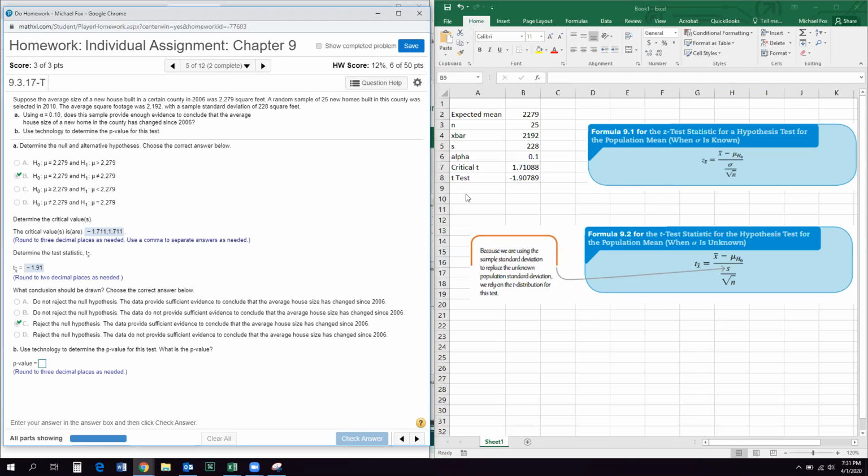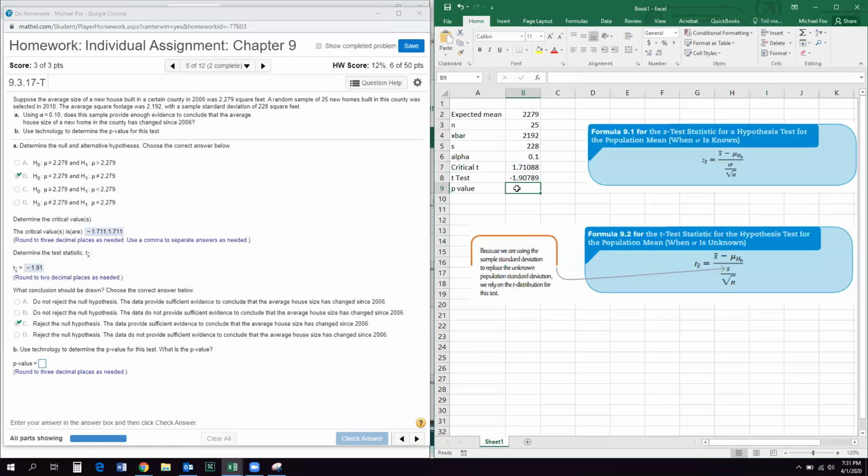Finally, it's going to want the p-value. Remember, the p-value is just the probability of getting a test statistic of negative 1.907 or plus or minus that equally. There's a weird quirk in Excel, which you probably know. There's lots of weird quirks. It doesn't like when we use our test statistic here, because it's negative, and it likes that as a positive.